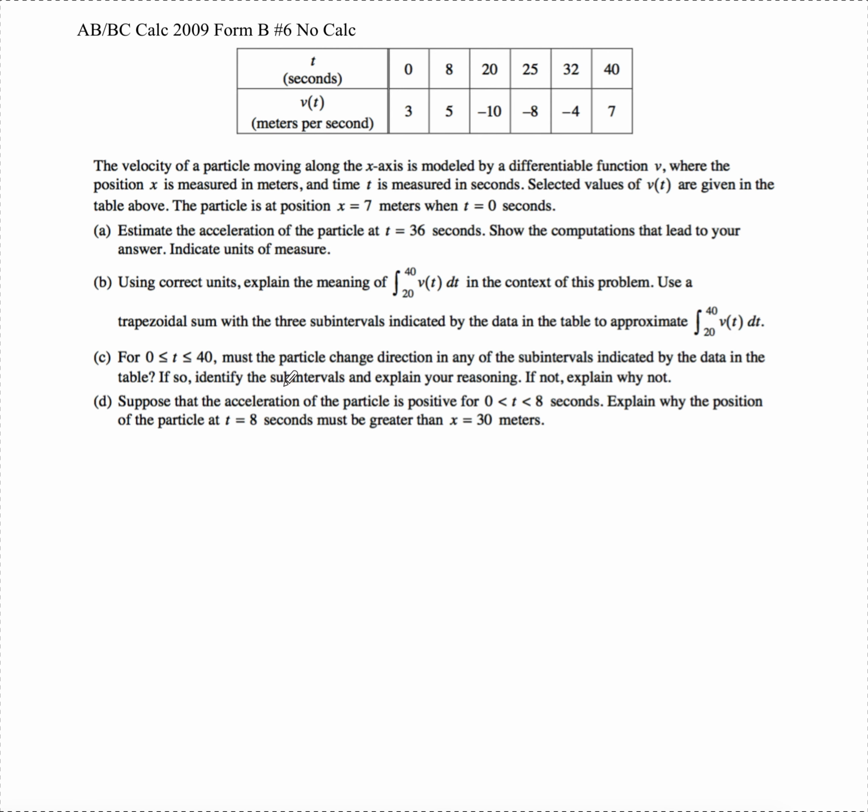Let's keep chugging ahead. C. For 0 to 40, must the particle change direction in any of the subintervals indicated by the table up here? If so, identify the subintervals and explain your reasoning. Well, a particle changes direction, right? If I'm given velocity, I know a particle changes direction when v of t changes sign, right?